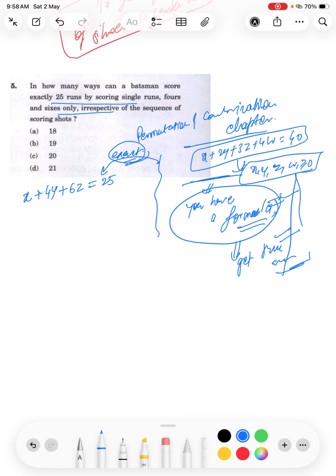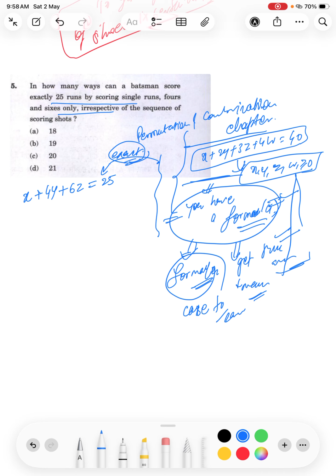But if you have prepared for any engineering entrance examination and you are trying to recall the formula to solve this, you might end up not getting the right answer, because the formula varies here. There are many formulas, and they vary from case to case, so you might end up recalling the wrong formula.